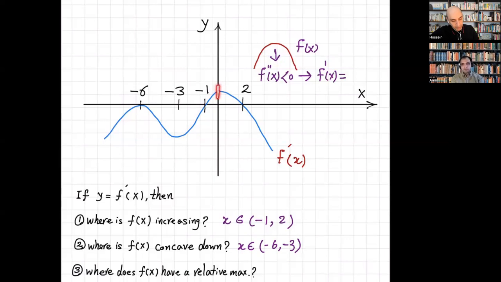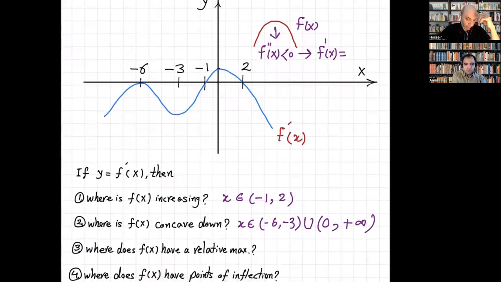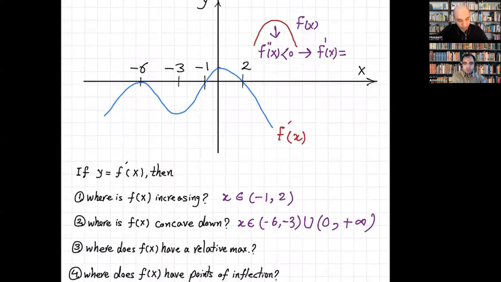And then from here to here, f prime is decreasing, meaning the slope is negative, meaning the second derivative is negative. So the second interval is from 0 to positive infinity. Yeah, positive infinity. And then I think it's union with 0 to positive infinity. That's correct. Okay. Great.